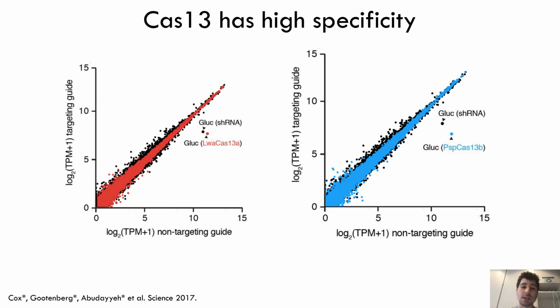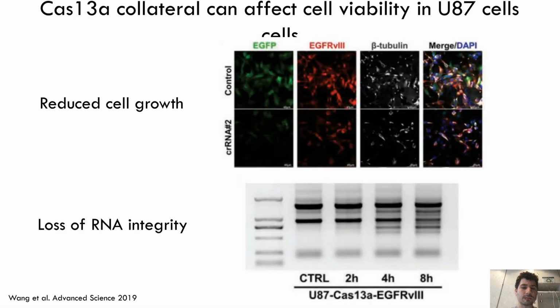However, even though we did this in HEK293FT cells, it doesn't necessarily hold across all cell lines. Because as you remember, these Cas13s, as well as the Cas12s, have this collateral activity where, when they're activated, they chew up many different RNAs. So if you target in certain cell lines, including U87 glioblastoma cell lines, and this is done by a different group, you can see a loss of viability and reduced cell growth. And if you run the ribosomal RNA on a gel, you see a loss of integrity.